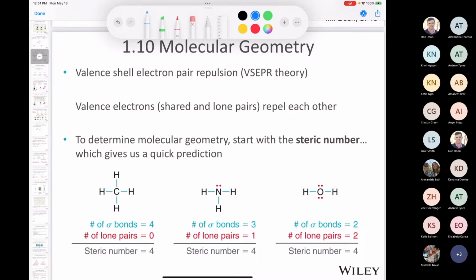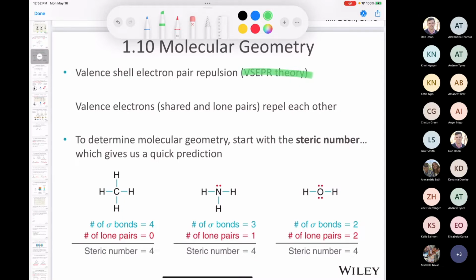Again, I mentioned this at the very beginning of the class. You don't need to know every molecular geometry that you would have learned in general chemistry. You only need to know linear, bent, trigonal planar, trigonal pyramidal, tetrahedral. Those are the main ones that come up in organic chemistry. But you do have to know a little bit about valence shell electron pair repulsion theory.